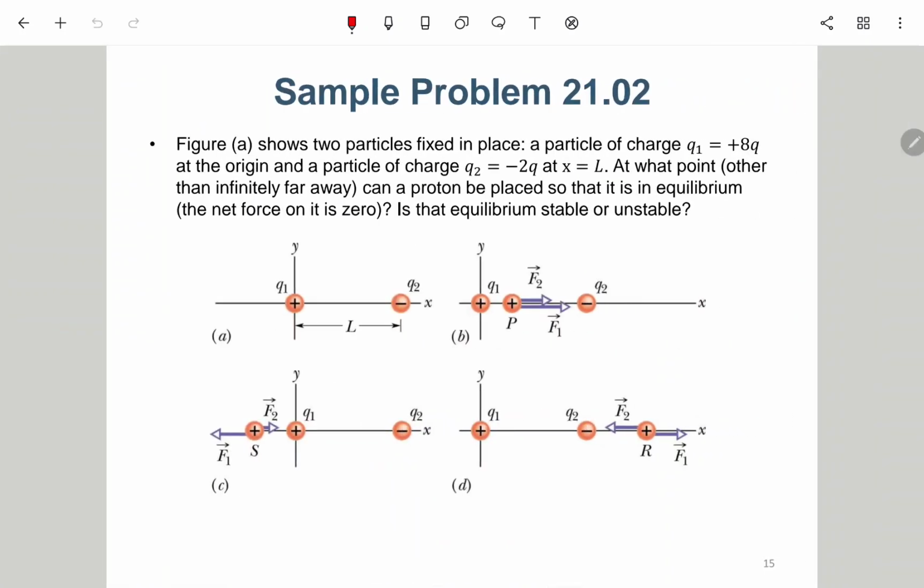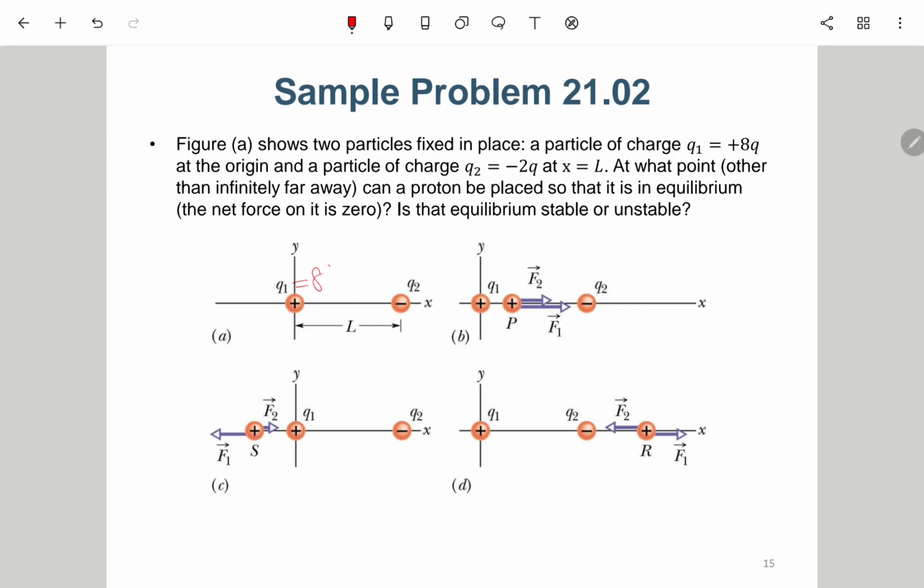Okay, so here we have another one. It is actually sample problem 21.02. Here it says figure A shows two particles fixed in place. A particle of charge Q1 is positive 8Q. We don't know the value of Q, and actually we don't need to know, at the origin. So this is Q1 with the charge amount of 8Q.